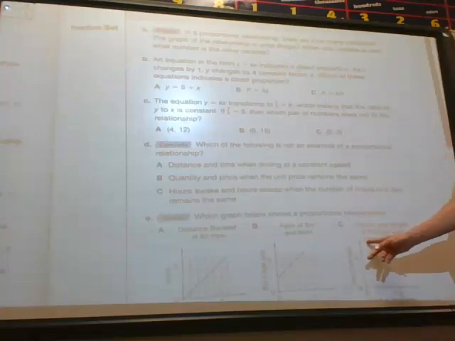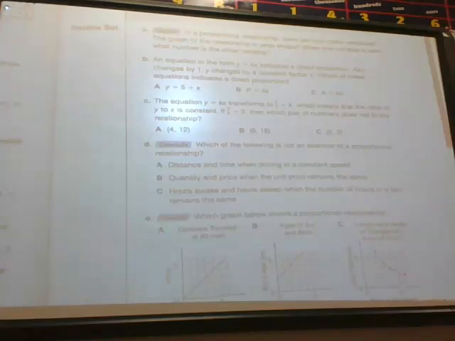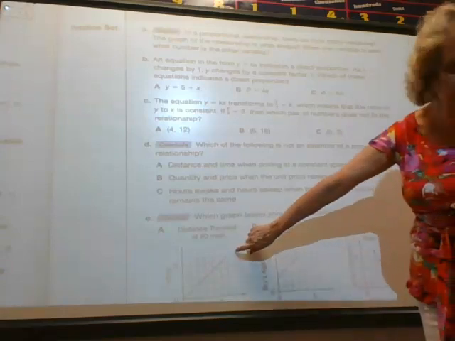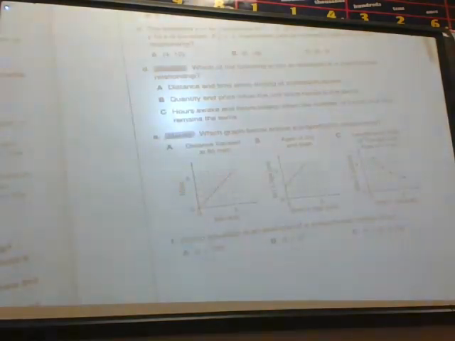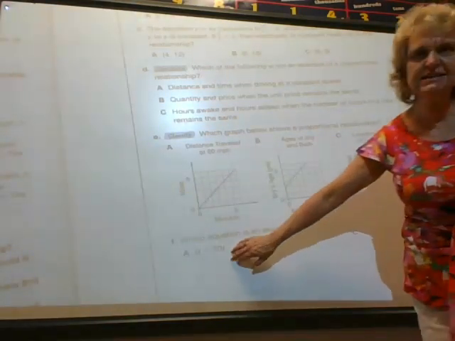All right, and then for E here, which one shows direct proportion? It would be choice A. And then for F, choice A as well. Because you have a constant of 30, right? A little tipped over there, but you guys get it.